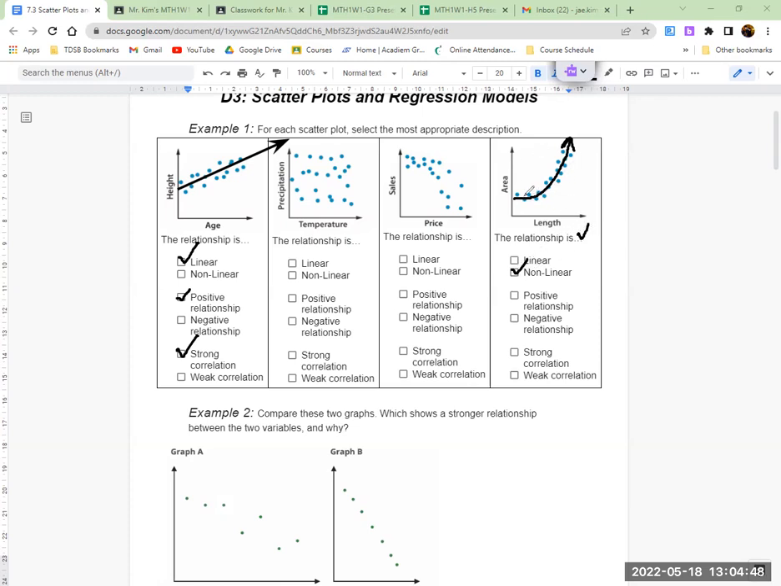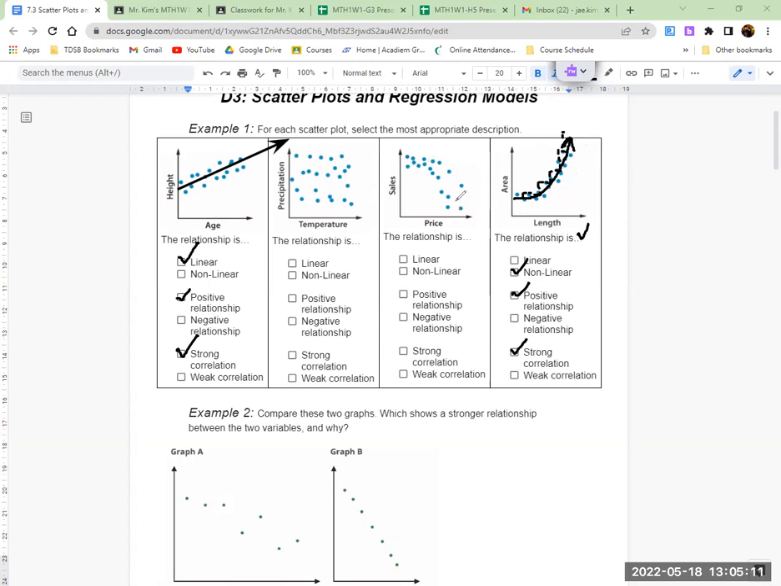I'm also going to say, again, look at the staircase. Yes, the staircase is changing, but it is still going in a positive direction. And I'm going to say the dots are pretty close to the line. It's a strong correlation. It's a strong relationship. Right? It's a strong connection, you can say.